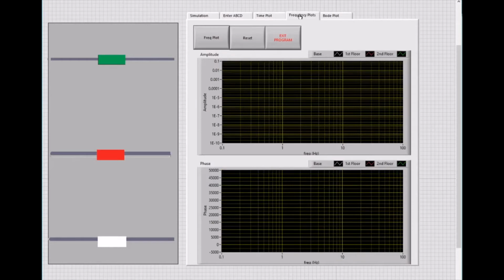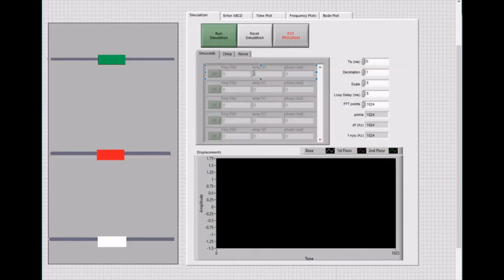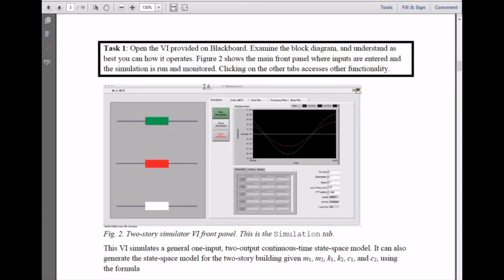Okay, the frequency plot is the FFT, the fast Fourier transform plot, of the time plot of the response. So this is your response plot in the frequency domain, and the Bode plot is a plot of the transfer functions that I showed you in the lecture slides.